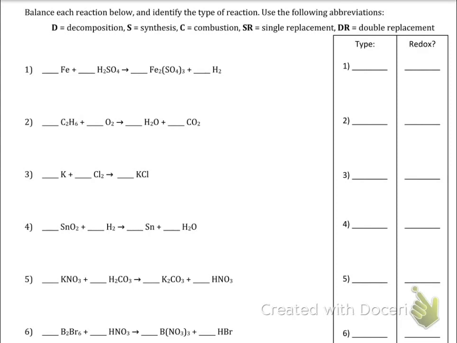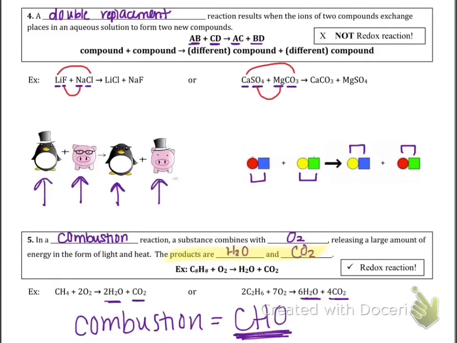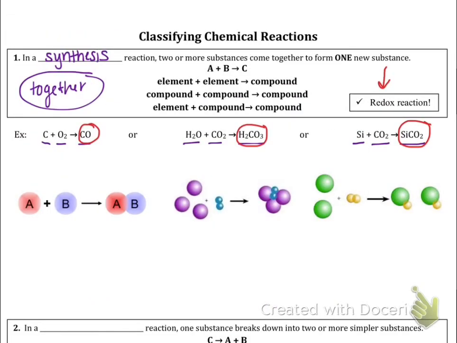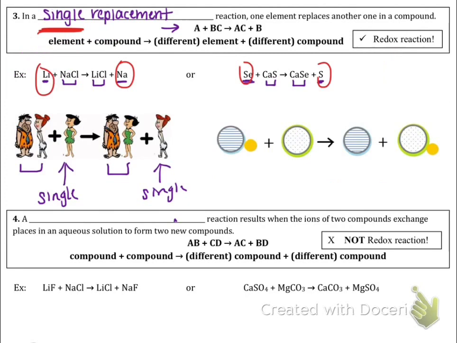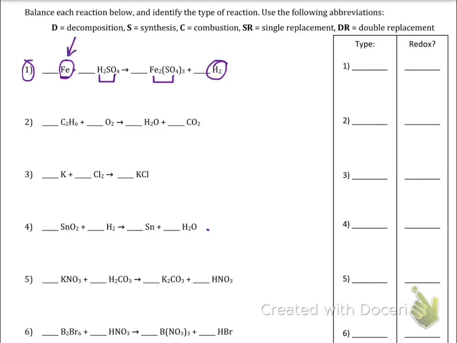So here is number 1. So you take a look. You're like, all right, iron is all by itself. Hydrogen is hooked up with sulfate. Iron is now hooked up with sulfate, and now hydrogen is all by itself. What type of equation could this be? Well, it can't be synthesis because it doesn't have just one product. It's not decomposition because we're not breaking anything down. But it does look like single replacement. Why? Because you have a single element here and a pair here. You have a pair here, single here. So the type is single replacement.